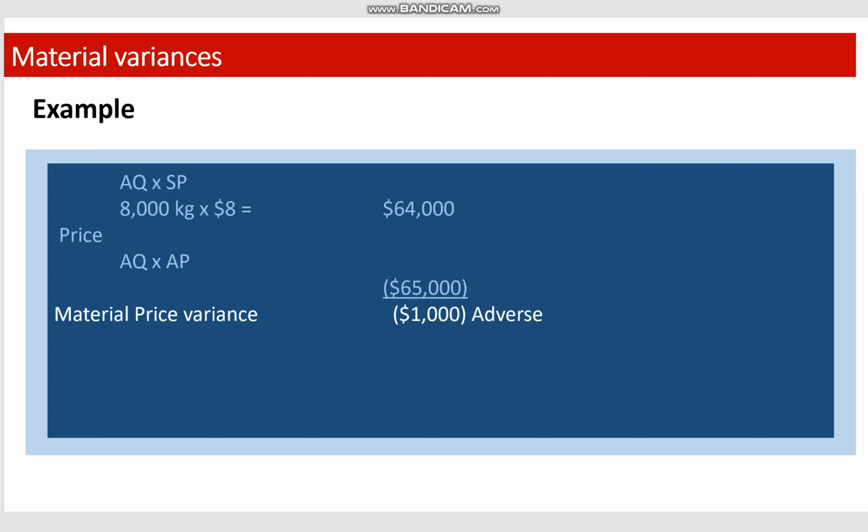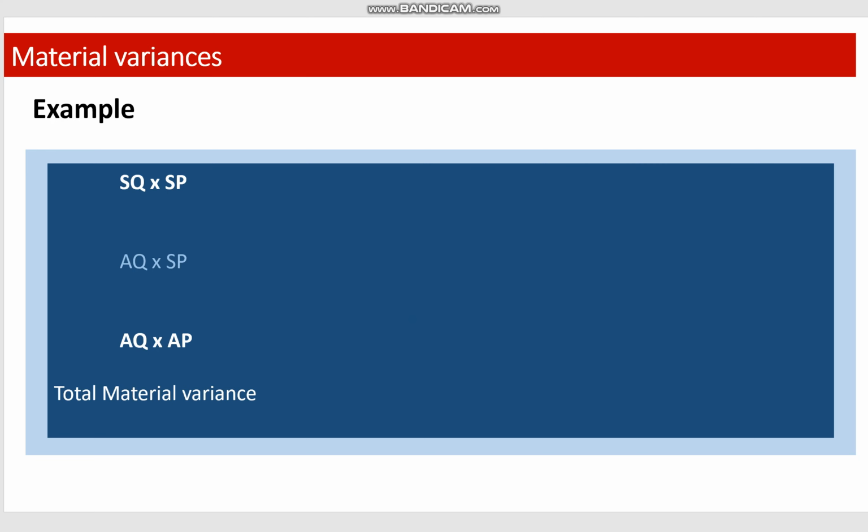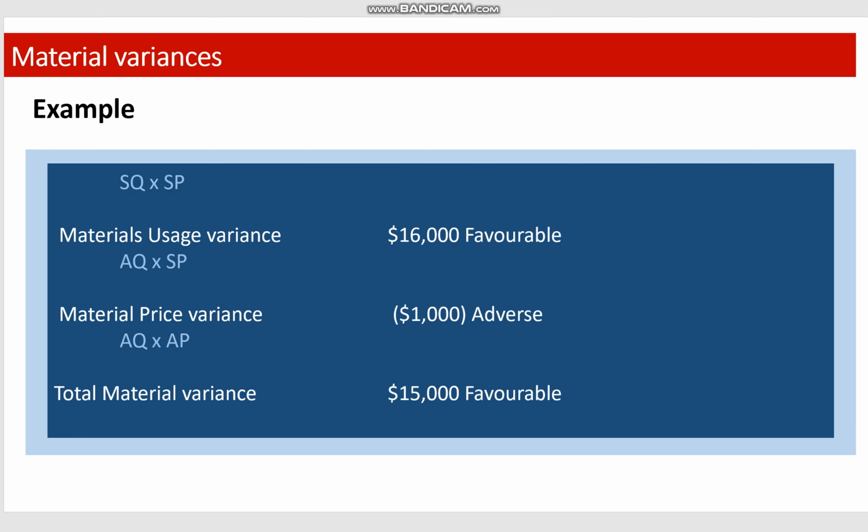So now we can look at the total variance, which we can combine the usage and price. So if we combine the usage and price, we get the total material variance.